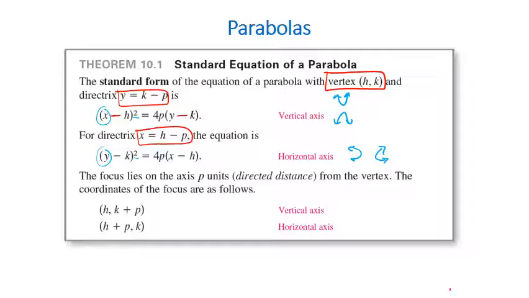So again, a couple things here. Notice that we have a 4p here. The focus is p units from the vertex, so that's why that is helpful. And then down here, this tells us the ordered pair of the focus, which is just the point. Okay, so this is basically the information that you'll need when dealing with parabolas. Okay, so let's just jump right into some examples here.